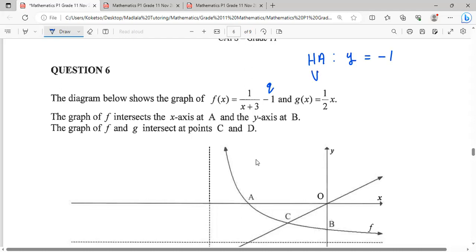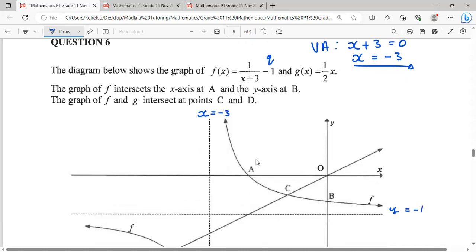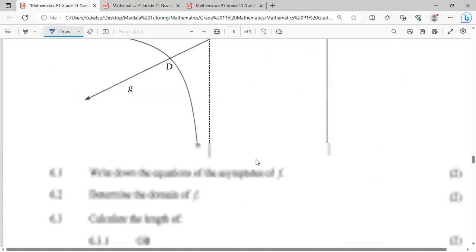But if you must find the vertical asymptote, you are going to take your denominator and you equate it to 0. And then you say x equals -3. So this is the equation of the vertical asymptote. So we know that this is x equals -3. And here we have y equals -1, like that. So you are done answering the first part.